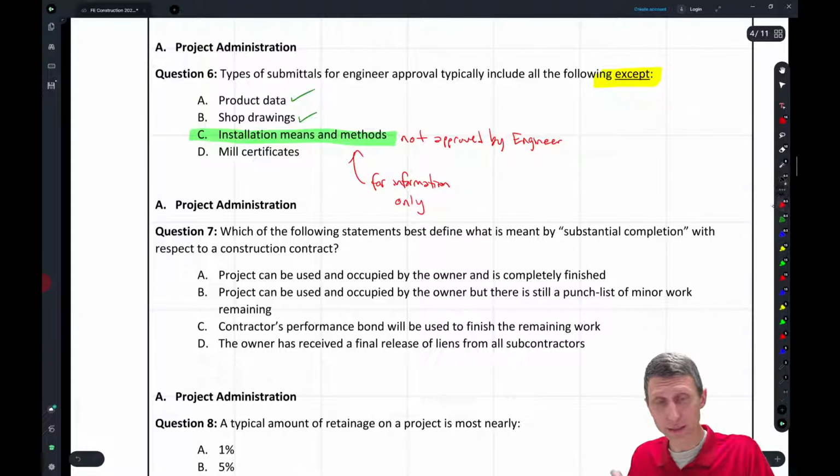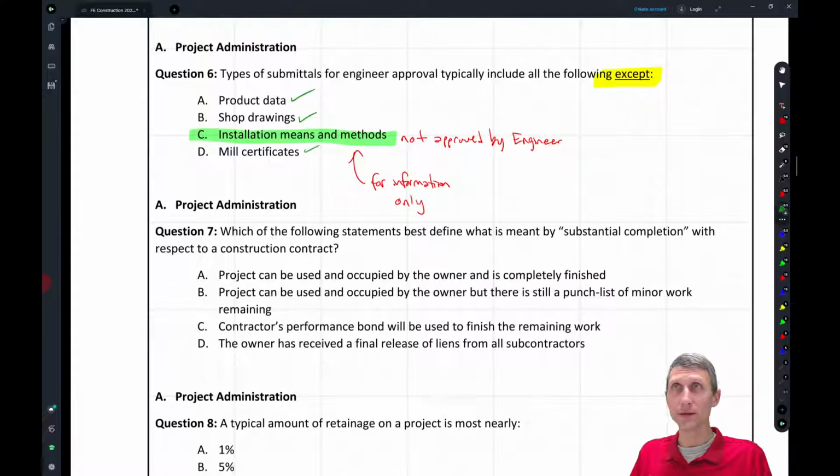But mill certificates, that's another one that would be approved by an engineer. So mill certificates, that's something like you have rebar. Well, here's the mill that it came out of, and here's the test that shows that it actually is grade 40 or grade 60 or whatever grade that it's going to be.